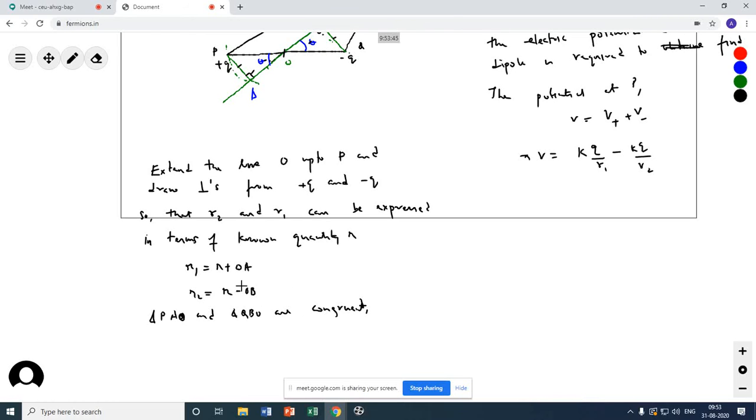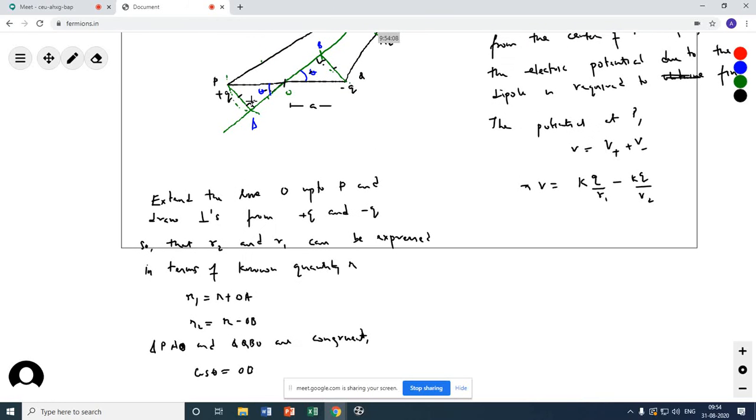So if they are congruent, and R plus OA is congruent, then what can I write? Can I write cos theta is equal to perpendicular by base? So our perpendicular is OB. What is base now? Base is A. This distance is A.